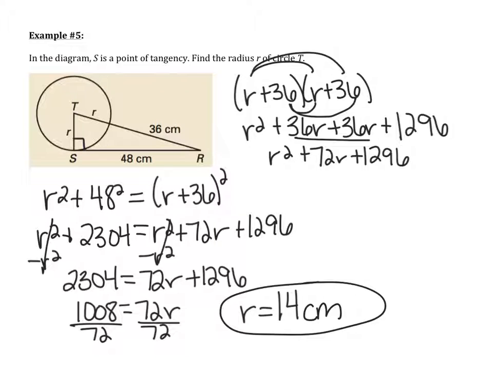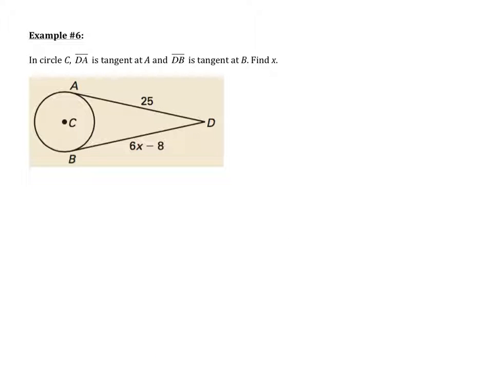And our last example puts theorem 10.2 to use. So here's example number 6. In circle C, segment DA is tangent at A, and segment DB is tangent at B. Find X. So again, theorem 10.2 says that if we have two tangent segments that share a common external point like we do here, then those two segments are congruent. So we can assume that BD is equal to AD.